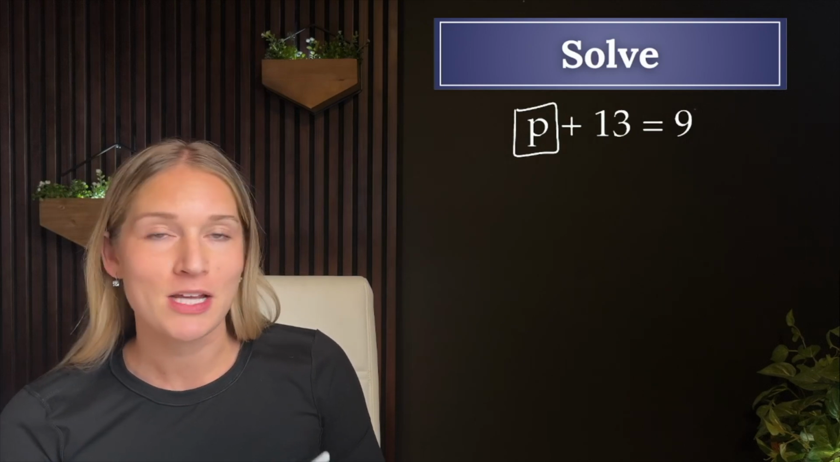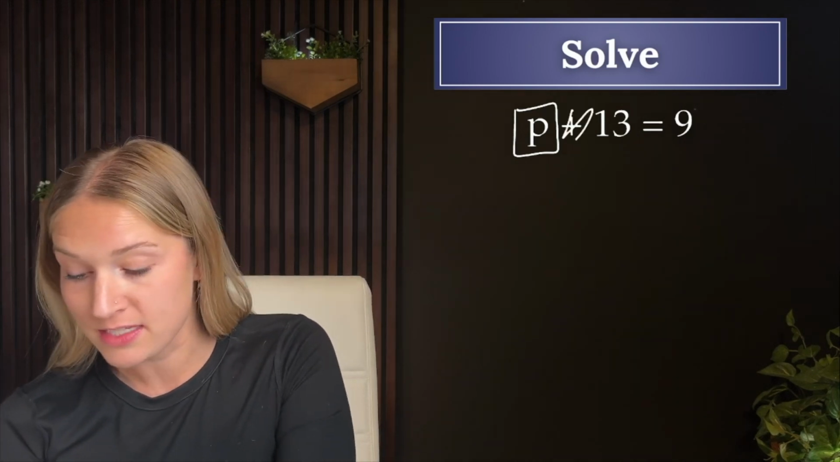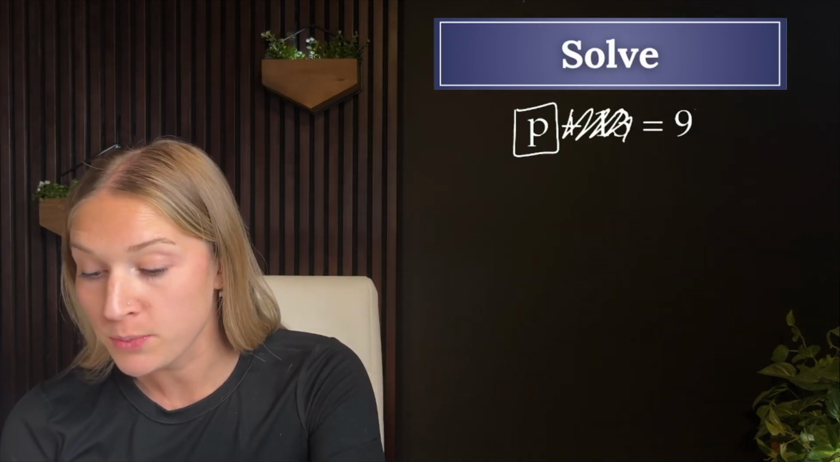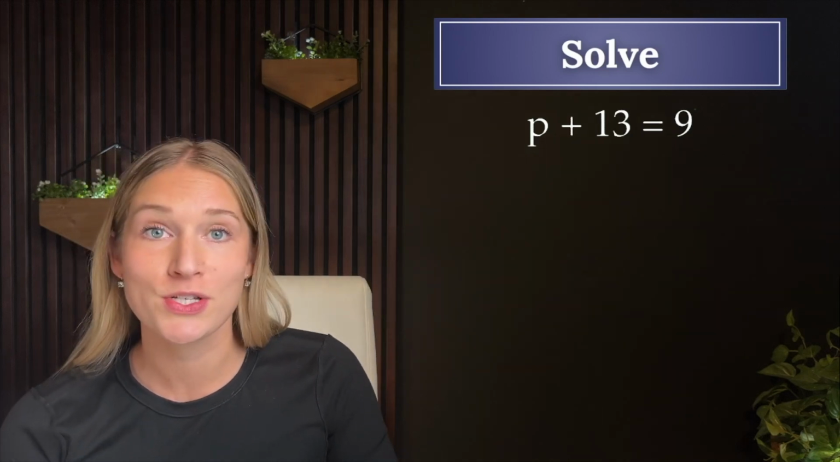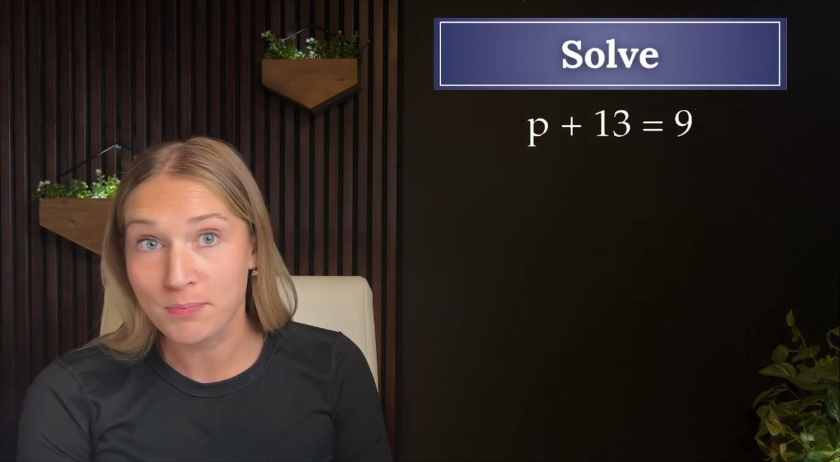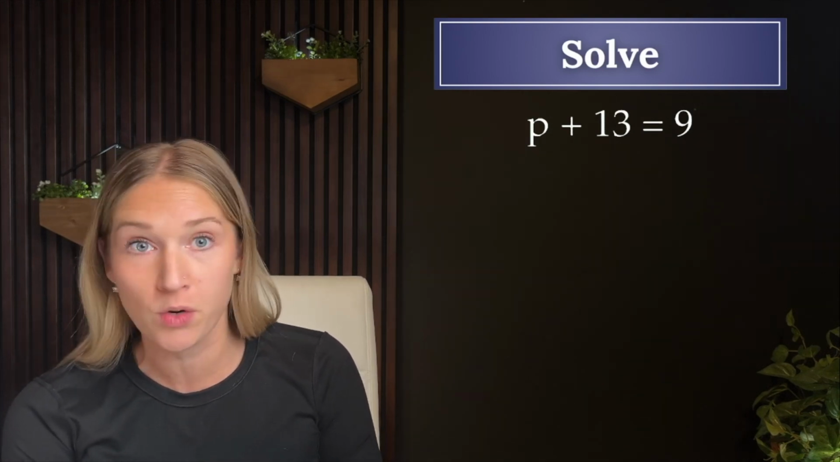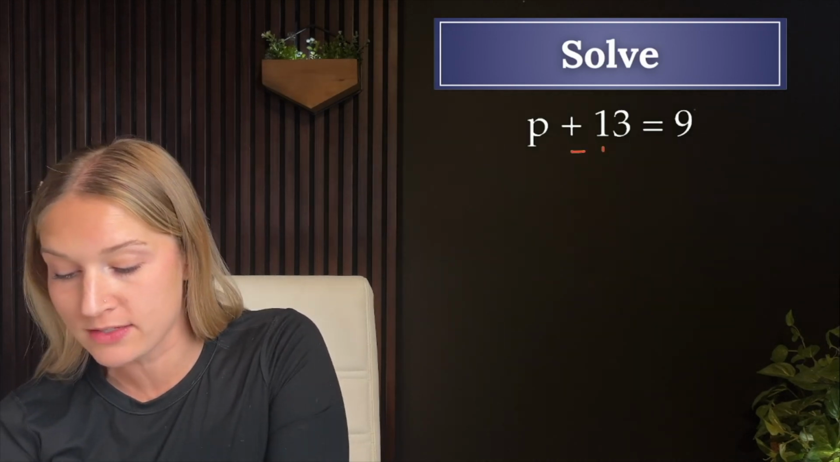I need that to be all by itself on one side of the equation, which means that this plus 13 needs to go away. But I can't just scribble it out. So what I'm going to do is use those inverse operations. Inverse operations are just opposite operations that undo each other. So if I have a plus 13 and I want to move that whole plus 13 to the other side or away from the p, what I need to do is subtract 13.